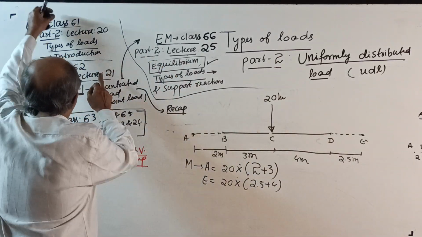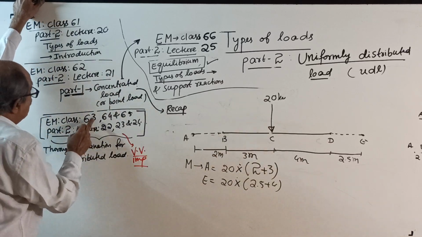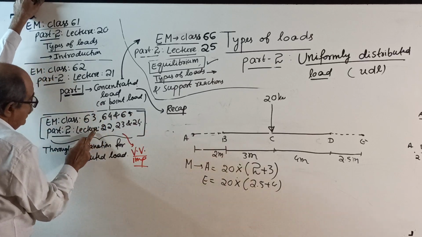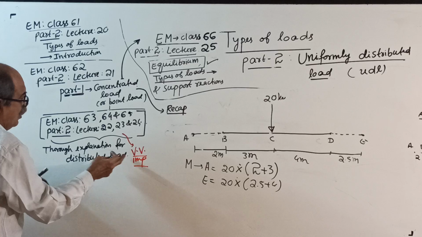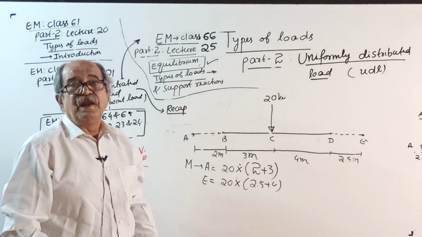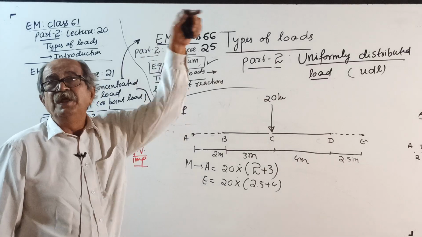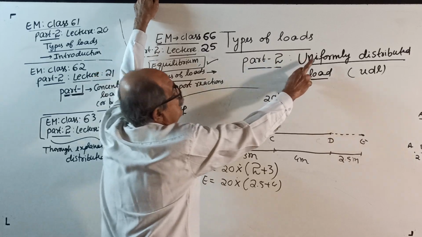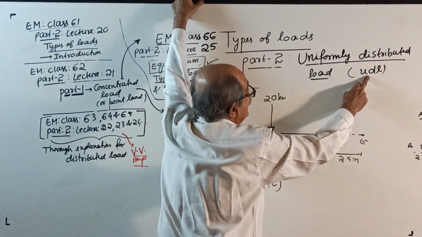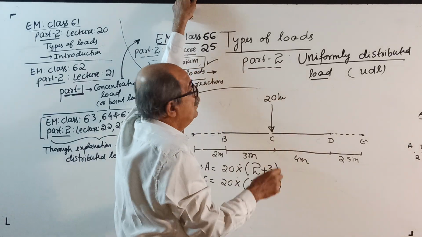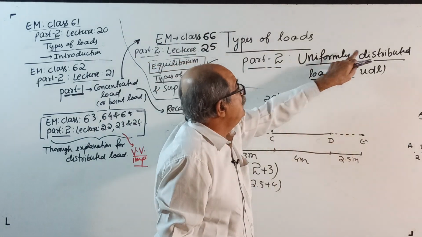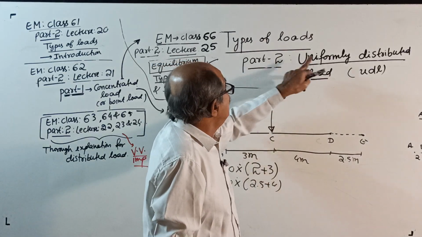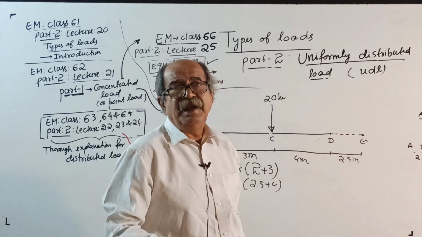Okay, now class number 21, class number 62, lecture 21, class 63, 64, 65, lecture 22, 23, 24. These are all preparation or getting ready for going for UDL and 2 types of UVL. That is, part 2 is uniformly distributed load. Today we are starting UDL. Next, part 3, I won't explain now. Part 3 I will write uniformly varying load represented by a triangle. Part 4 I will write uniformly varying load represented by a trapezium.